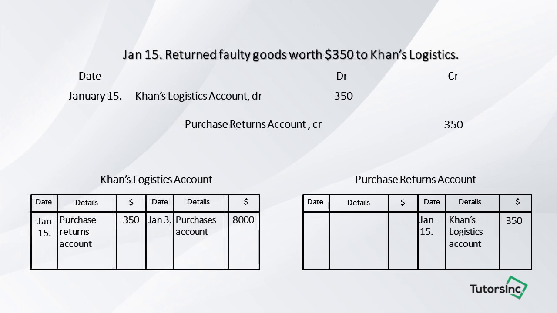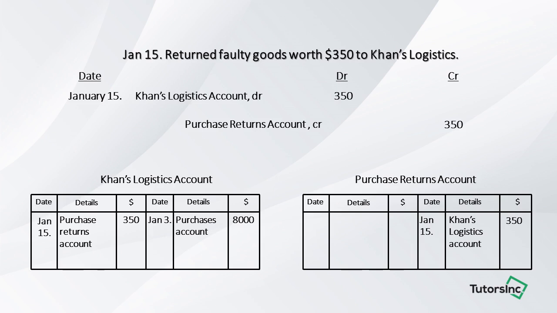On January 15, the business returned faulty goods worth $350 to Khan's Logistics. So, Khan's Logistics account would be debited and purchase returns account would be credited by $350. The first entry would be recorded on the debit side of Khan's Logistics account, and the name of the account is going to be purchase returns account.